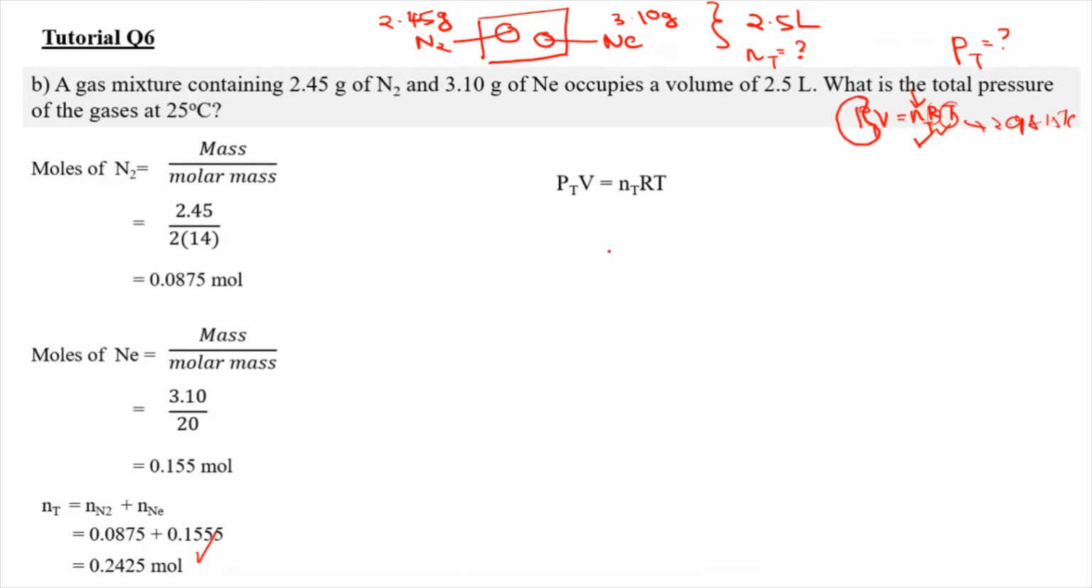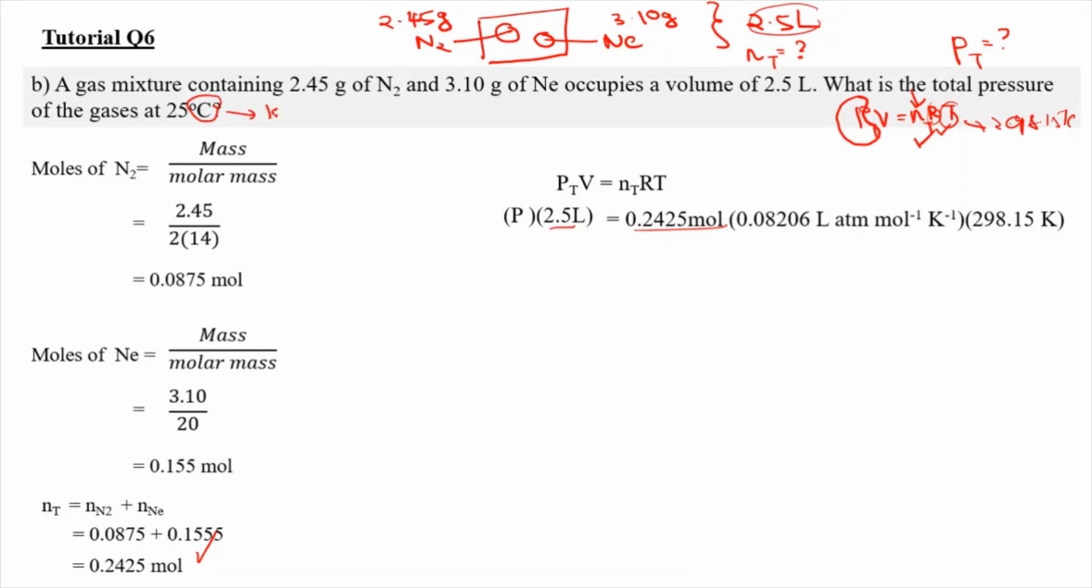The volume here is given, so you can find the PT. PT is equal to NT RT over V, and your volume is 2.5 liter, your total number of mole is 0.2425 mole, R is your gas constant, and the temperature is 298.15 Kelvin, in which the degree Celsius you have to convert to Kelvin by adding 273.15. From here, mole and per mole can be cancelled out, per Kelvin and Kelvin can be cancelled out, liter with liter can be cancelled out, so you only have the unit of ATM. Once you do the maths here and divide by 2.5, you're going to get the total pressure to be 2.37 ATM. So this is how you do tutorial question 6.